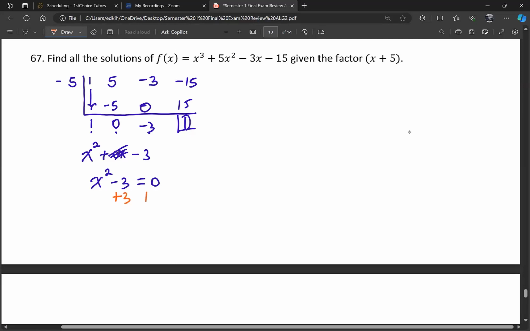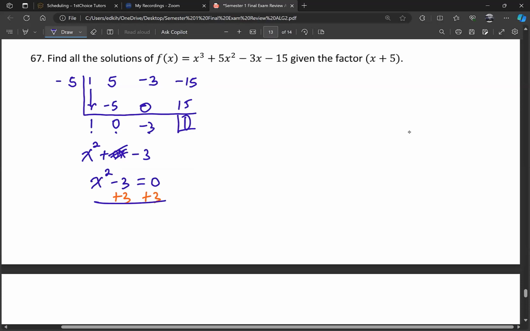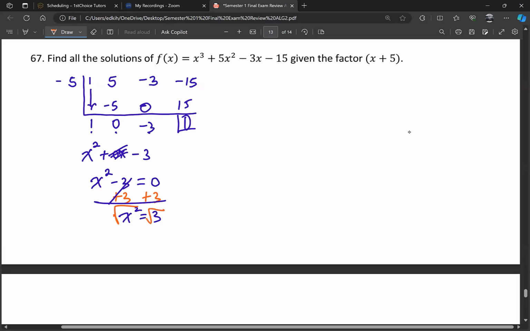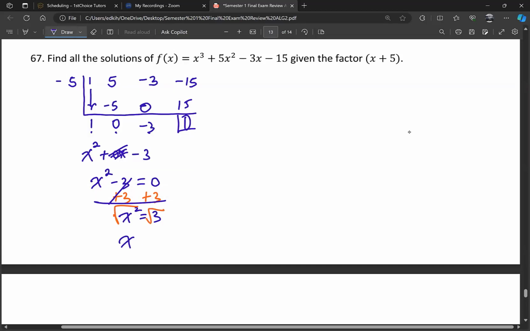So let's just add 3 to both sides, right? So what's going to happen? x squared equals positive 3. And now we can square root both sides to get x by itself. So we end up having x equals plus or minus the square root of 3.